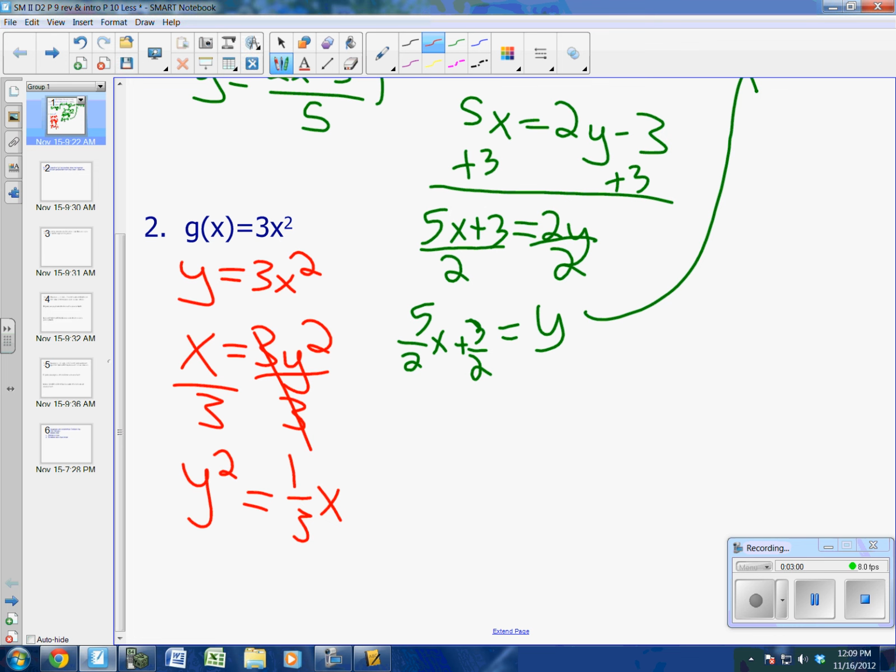Square root both sides, right? And I get y equals plus or minus the square root of 1/3 x. I'm just going to leave the square root of 1/3 x. We could rationalize that, but I'm not going to worry about it right now. I want you guys to understand inverses, more importantly. Now, why did I put plus or minus?